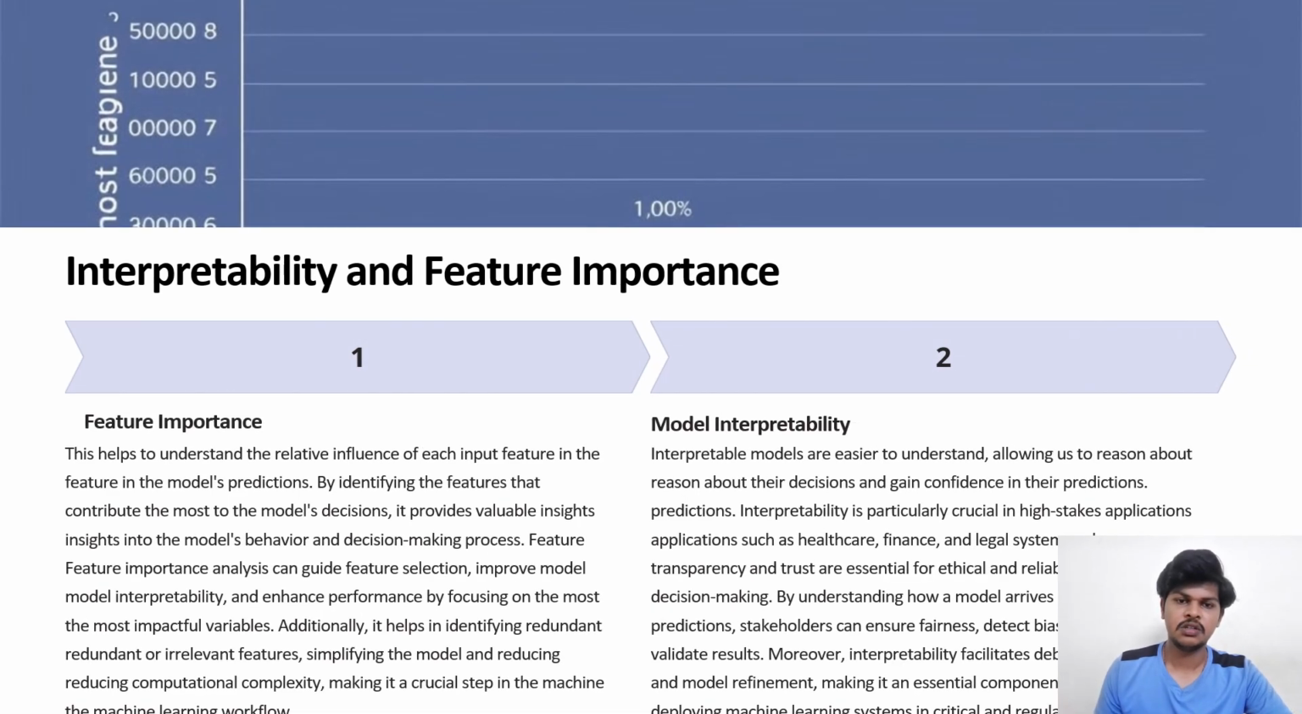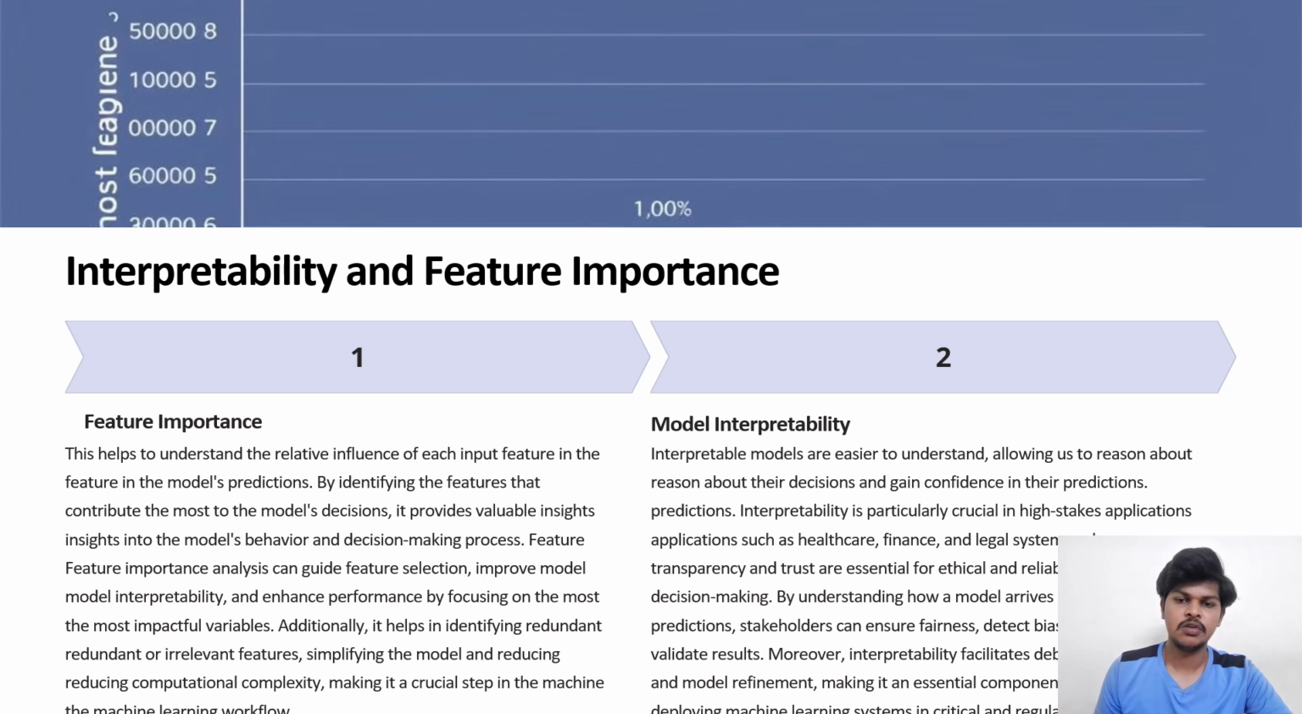Interpretability and feature importance. This helps to understand the relative influence of each input feature on the model's prediction. By identifying the features that contribute the most to the model's decision, it provides valuable insights into the model's behavior and decision-making processes. Feature importance analysis can guide feature selection, improve model interpretability, and enhance performance by focusing on the most impactful variables.